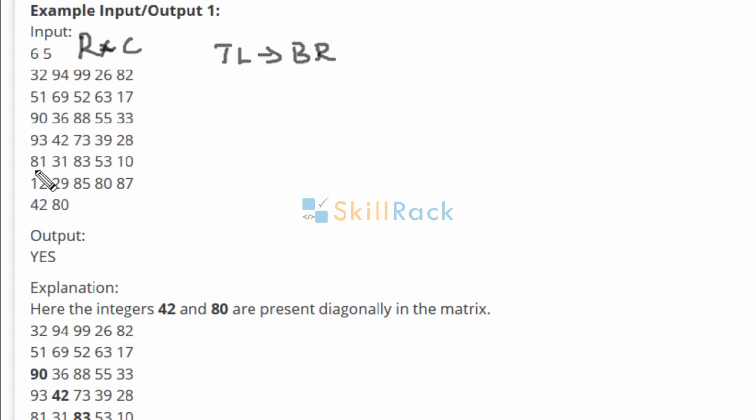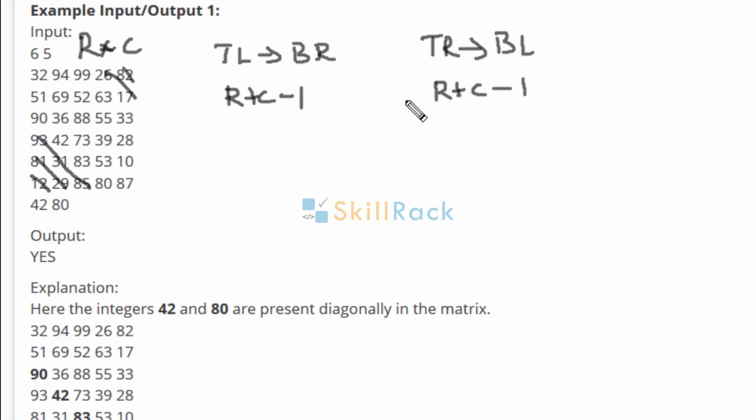Top left to bottom right in the sense 12, 81, 29, 93, 31, 85 and so on till 26, 17 and 82. How many such diagonals are there? R plus C minus 1 diagonals will be there. Similarly, you can have top right to bottom left diagonals. So those diagonals also will be R plus C minus 1.